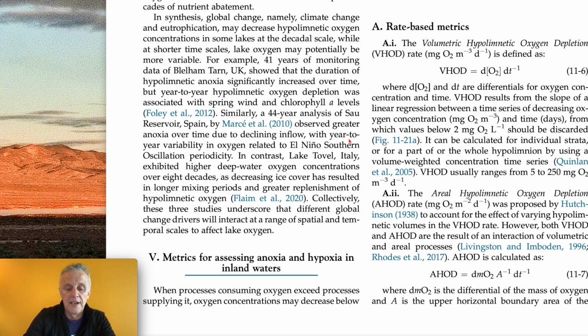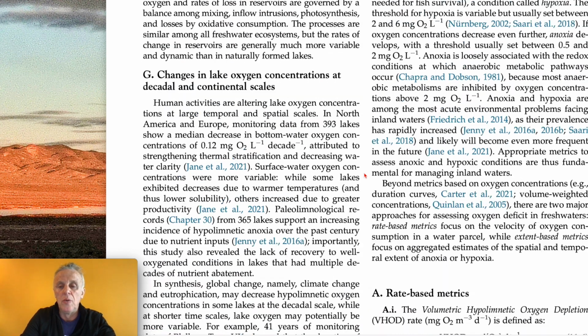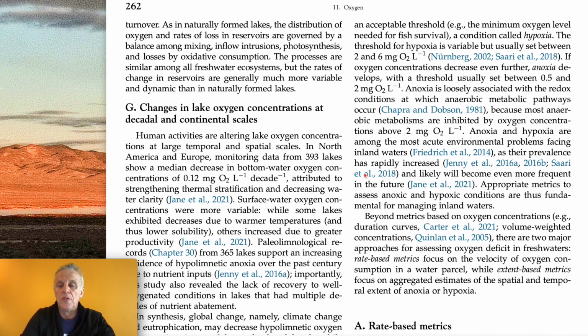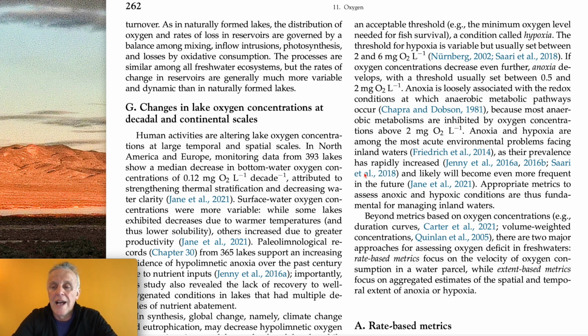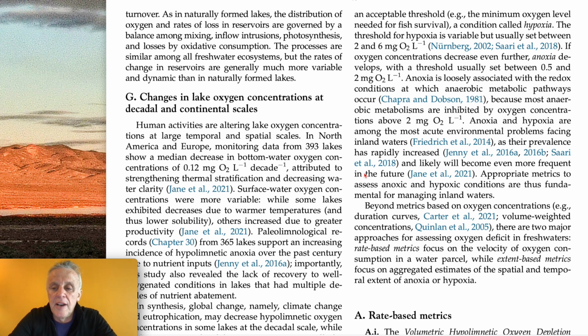5. Metrics for assessing anoxia and hypoxia in inland waters. When processes consuming oxygen exceed processes supplying it, oxygen concentration may decrease below an unacceptable threshold, for example, the minimum oxygen level needed for fish survival. A condition called hypoxia, the threshold for hypoxia is variable, but usually set between 2 and 6 milligrams of oxygen per liter. If oxygen concentration decreases even further, anoxia develops, with threshold usually set between 0.5 and 2 milligrams of oxygen per liter. Anoxia is closely associated with the redox condition at which anaerobic metabolic pathways occur, because most anaerobic metabolism is inhibited by oxygen concentration above 2 milligrams of oxygen per liter.